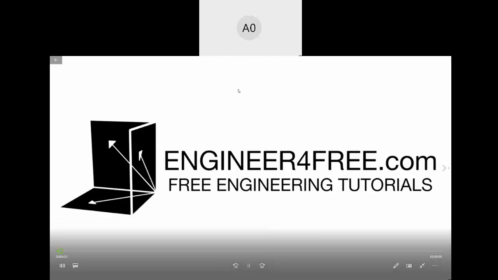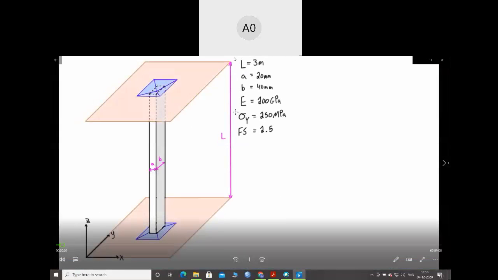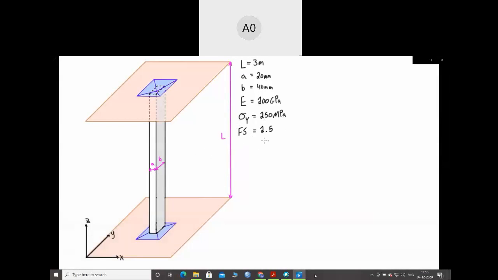Alright, welcome back guys. In this video we are doing an example problem for column buckling. We basically just want to figure out what is the critical load and then what is our allowable load based on our factor of safety here. We want to check it against buckling. In this case this column can buckle in two directions. We have to check both of those. Then we also want to make sure that the material won't yield before it buckles.